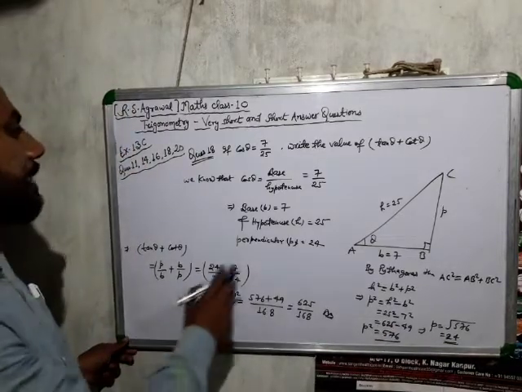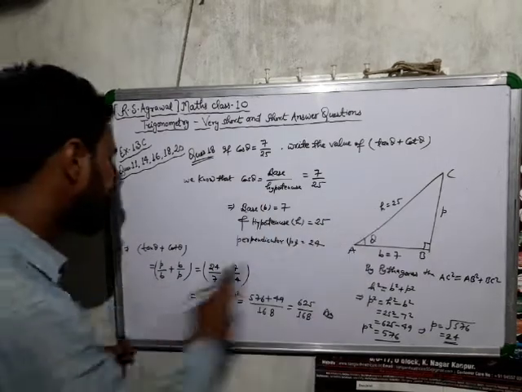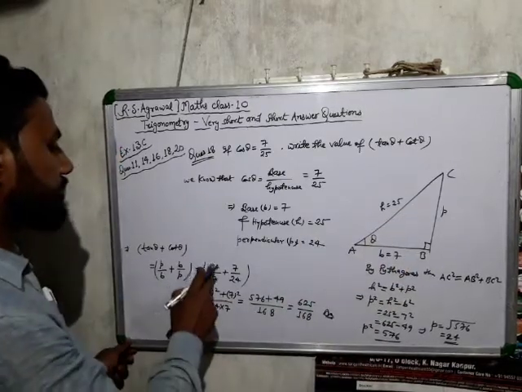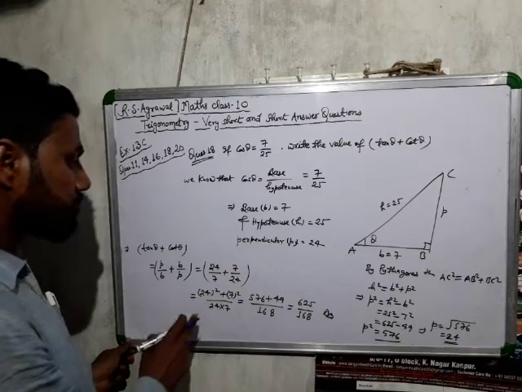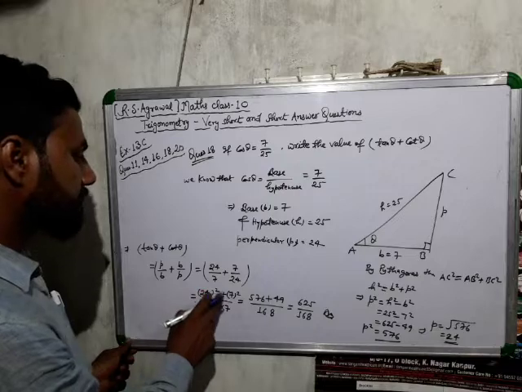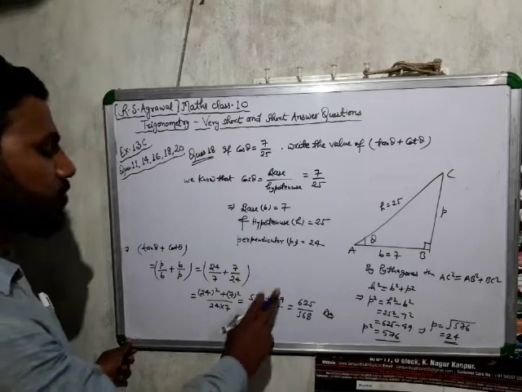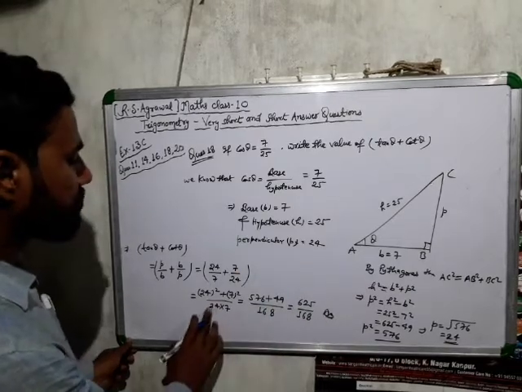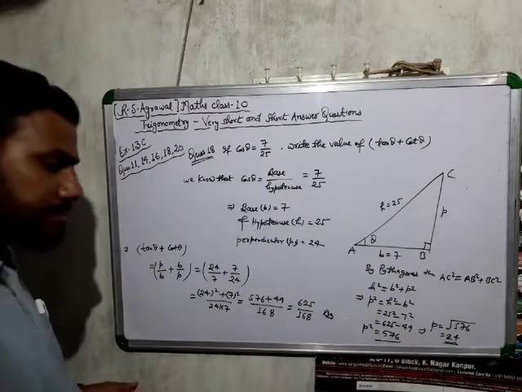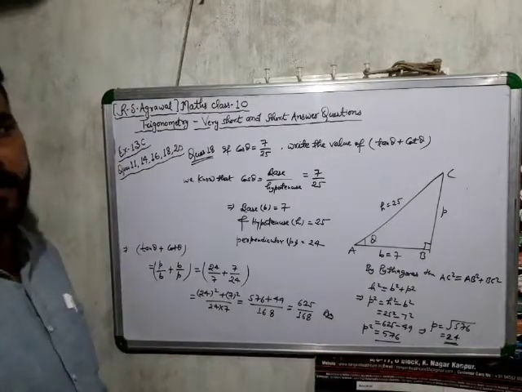Putting the value, we find tan theta plus cot theta. Tan theta is equal to perpendicular by base plus cot theta is equal to base by perpendicular. Putting the value of base and perpendicular, it is 24 by 7 plus 7 by 24, which is equal to, LCM 24 into 7, 24 square plus 7 square by 24 into 7, which is 576 plus 49, equal to 625, and 24 into 7 is equal to 168. Clear? This implies 625 by 168 is the value of tan theta plus cot theta. Clear? Noted it.